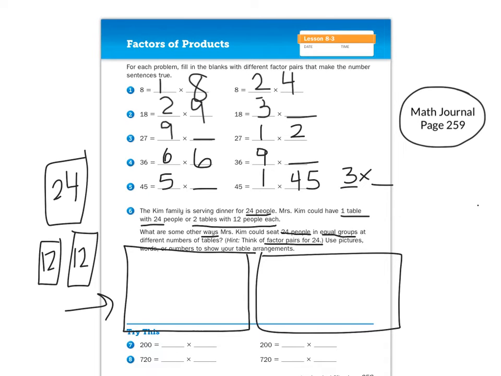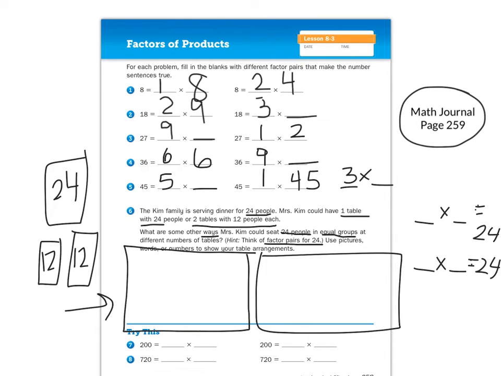So you want to think about factor pairs. What are 2 other ways that we can multiply together to get 24? So what times what is going to get us 24? Those are factor pairs. Okay, and we already know 1 times 24, and we already know 2 times 12. So try to think of 2 different ways. I want you guys to try that one on your own. You can draw me some pictures there, kind of like what we did with the cartons problem.